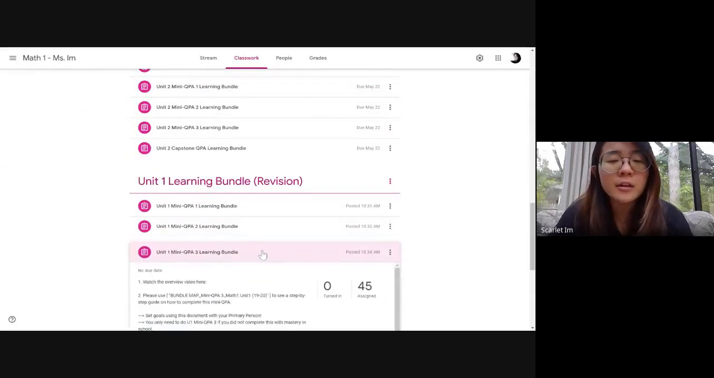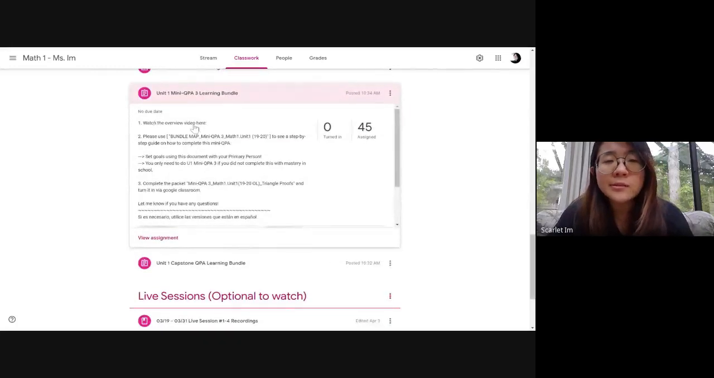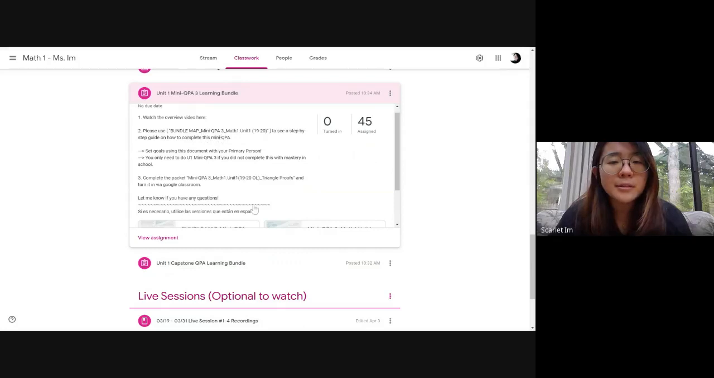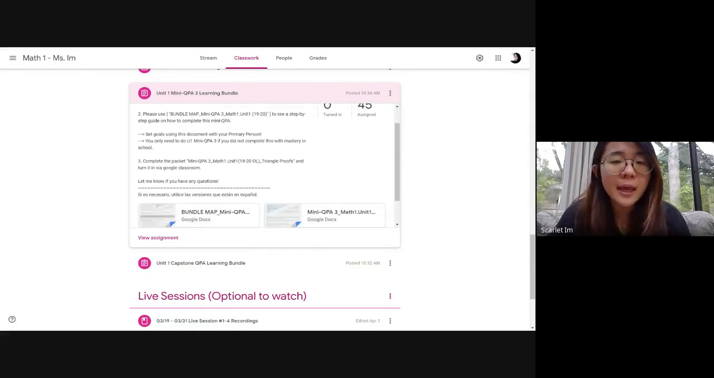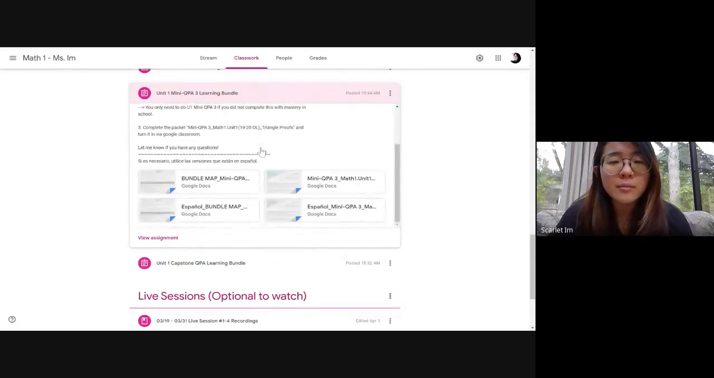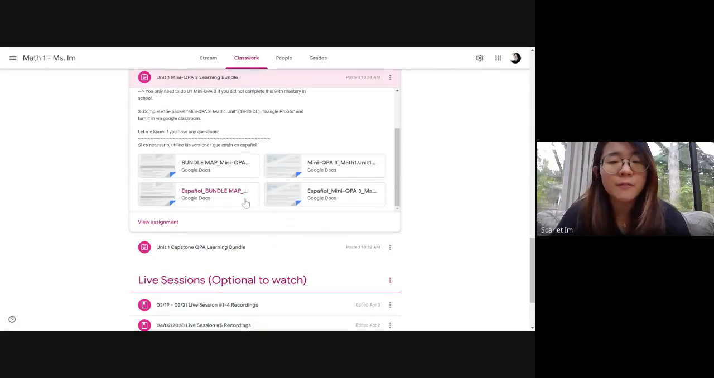But if you click on mini QPA 3, it tells you to watch the overview video, so good job in doing that. And you want to use the bundle map to have a step-by-step guide on how to complete the mini QPA. And then you want to complete the actual document. And I have Spanish versions for y'all if you prefer Spanish. It should be the same. Let me show you what the bundle map looks like.